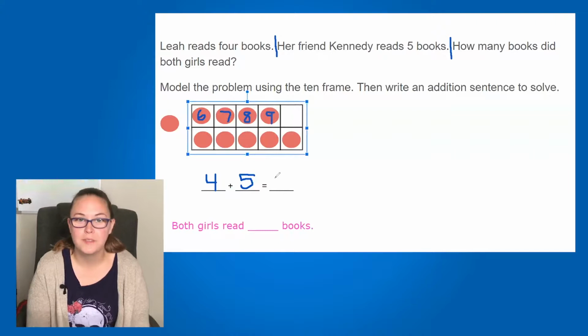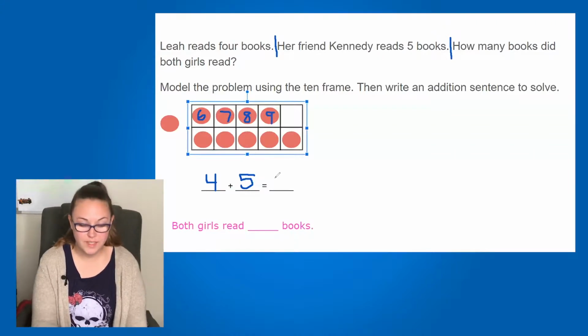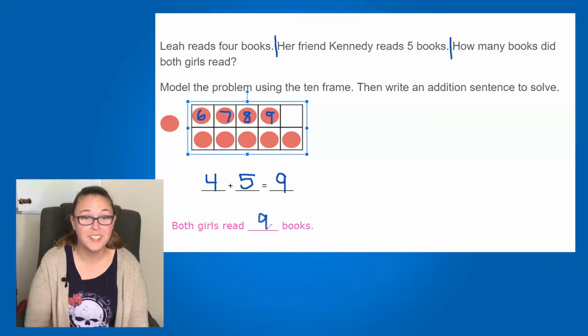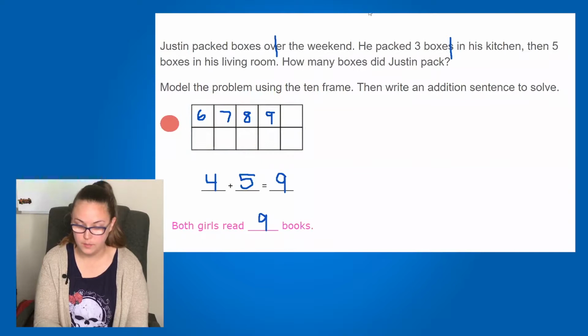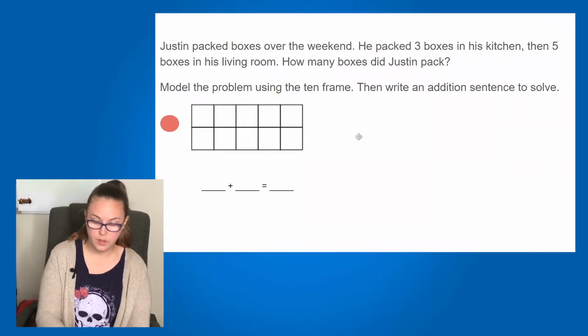So what is 4 plus 5? That's right, 4 plus 5 is 9. That means together, both girls read 9 books. Really, really great job. There's one more problem that we're going to solve today, and that problem is right here.